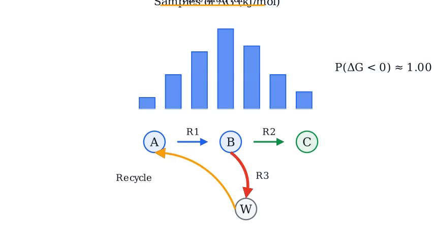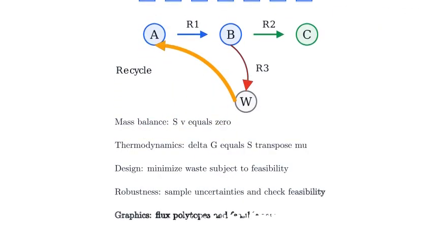Let us return to our earlier network and show a simple design target: zero waste. We penalize the waste reaction flux and encourage recycle. We will visually code the fluxes as arrow thicknesses and adjust them to reduce waste while keeping product formation and thermodynamic feasibility.